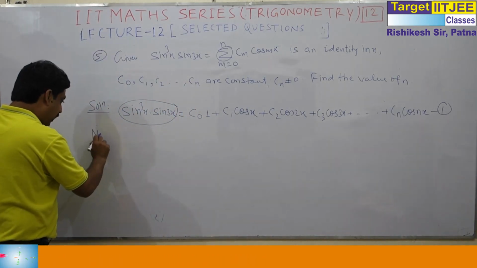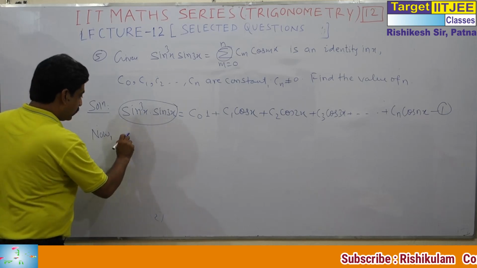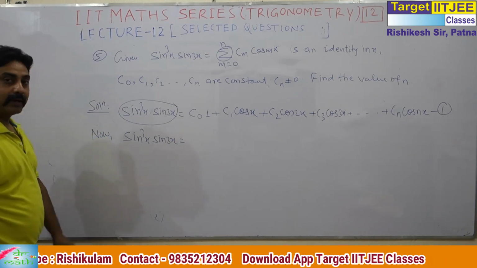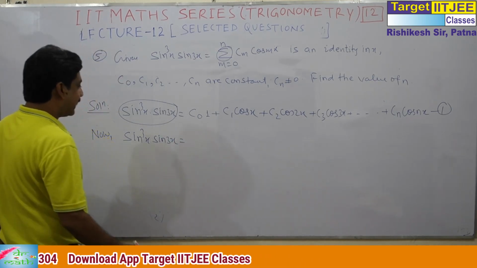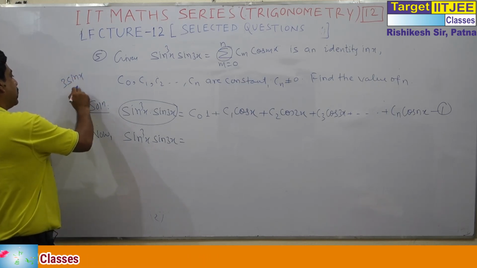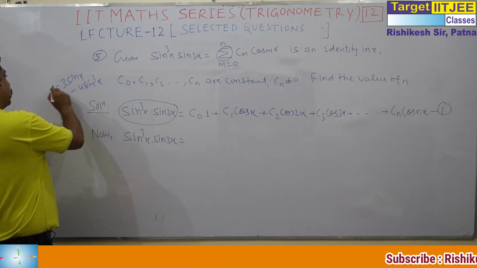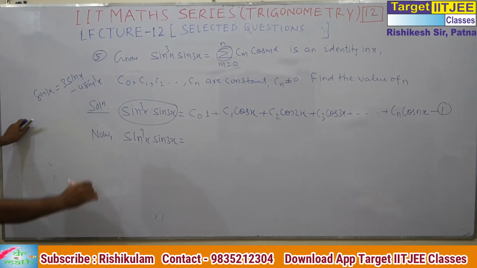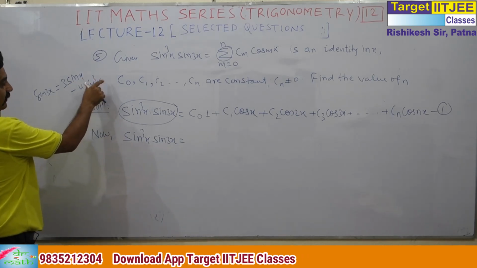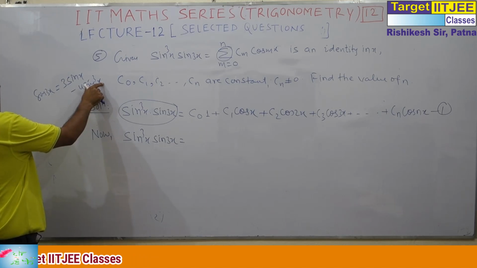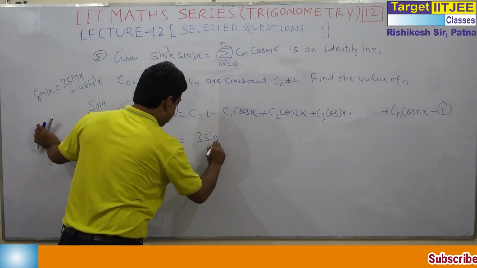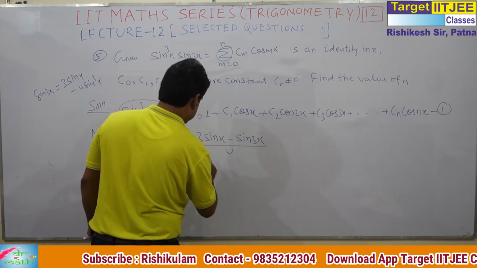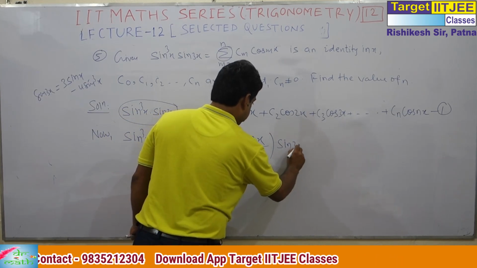Come to this one. How will we change it into cos x? See, what is sin cube x? The formula of sin 3x is 3 sin x minus 4 sin cube x. And from this very formula, we find that sin cube x is (3 sin x minus sin 3x) upon 4.